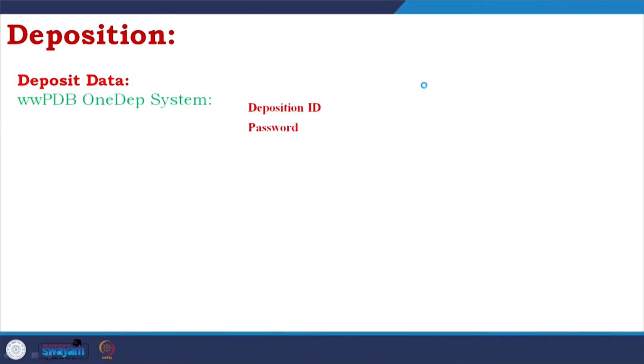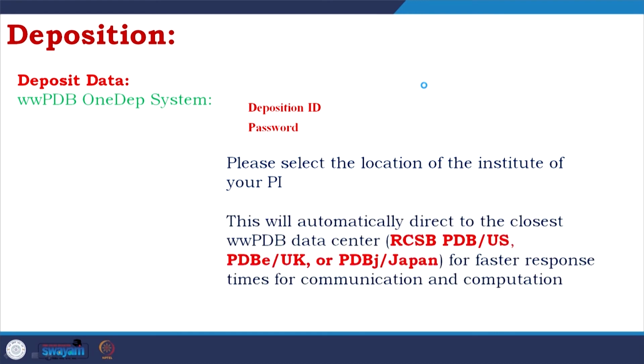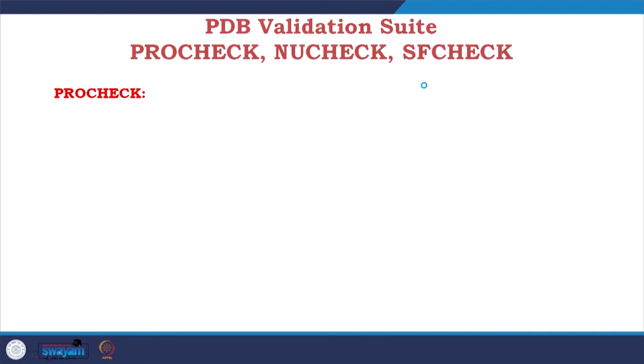To deposit data, in the wwPDB OneDep system, you have a deposition ID and a password, and you select the location of the institute of your PI, or if you are the PI, your own. This will automatically direct you to the closest wwPDB data center: RCSB PDB for the US, PDBe for Europe, and PDBj for Japan. So, you can choose the closest one, or you may want to submit to a certain place for faster response times for communication and computation.